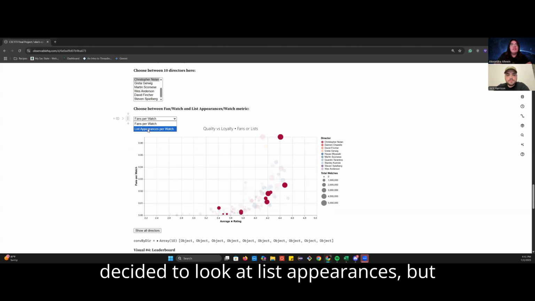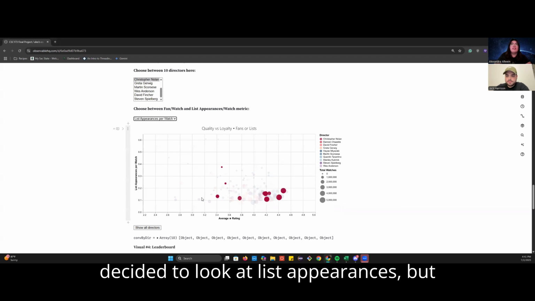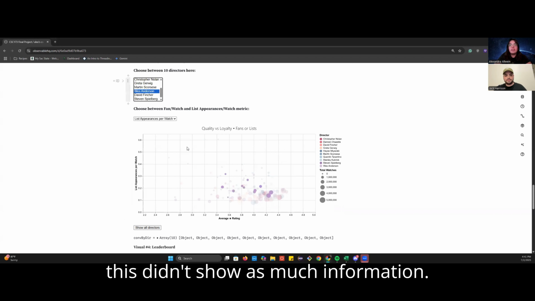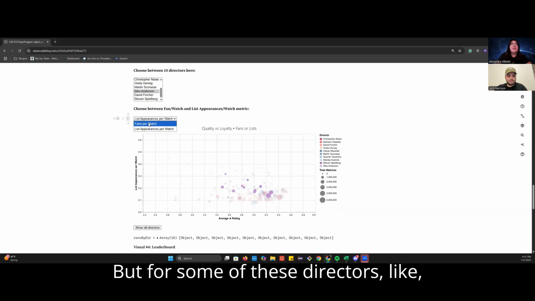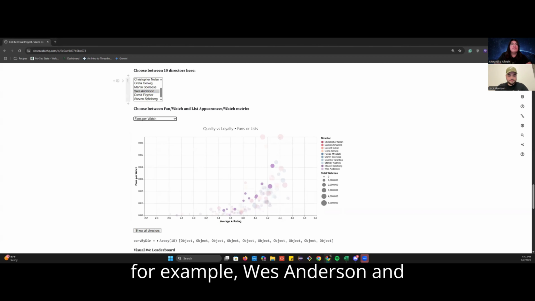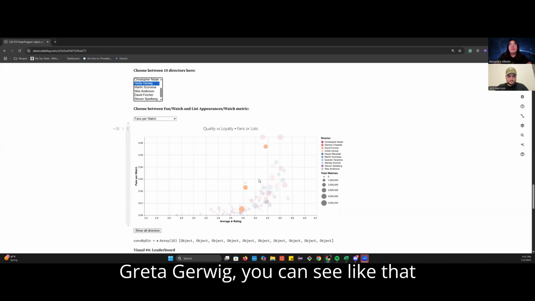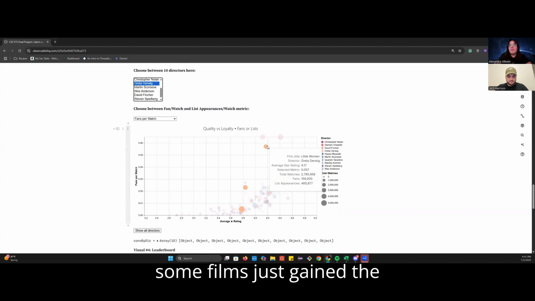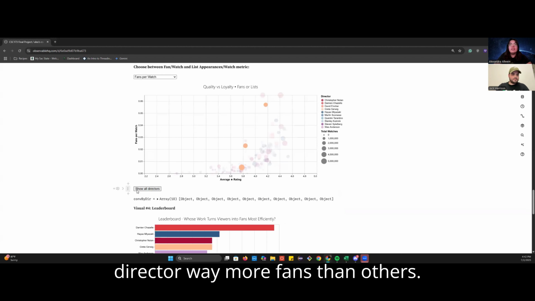We also decided to look at list appearances, but this didn't show as much information. But for some of these directors, like for example Wes Anderson and Greta Gerwig, you can see that some films just gained the director way more fans than others.